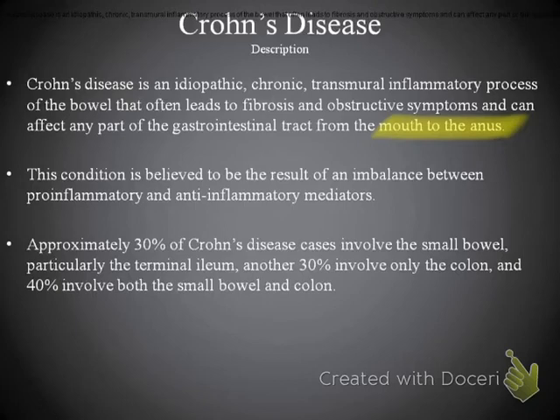Approximately 30% of Crohn's disease cases involve the small bowel, particularly the terminal ileum. Another 30% involve only the colon, and 40% involve both the small bowel and the colon. So keep that in mind: 30% only small bowel, 30% only the colon, and the higher majority of cases actually involve both the small bowel and the large bowel.